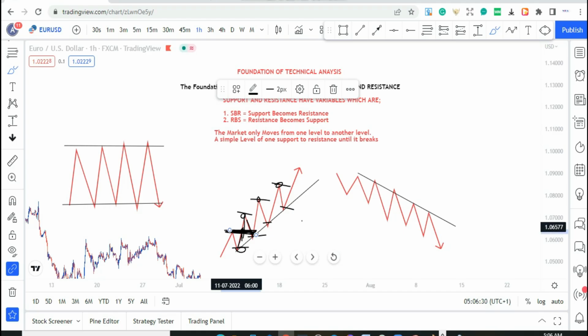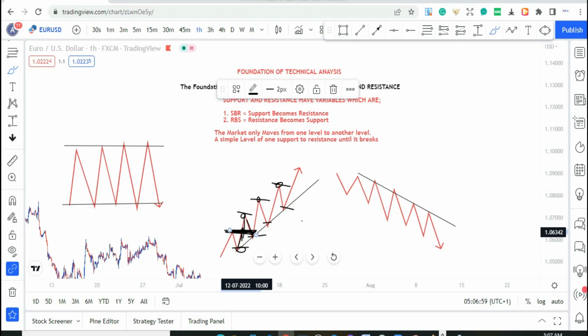which was a former resistance. Is that not what we say? Resistance becomes support, support becomes resistance. This was a former resistance, then price broke that resistance and came back and became support. Is that not so? Or is there anything else? Tell me, is there anything else I should do apart from what I am doing?